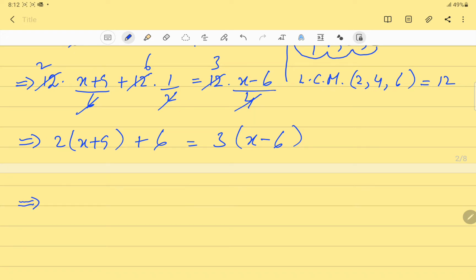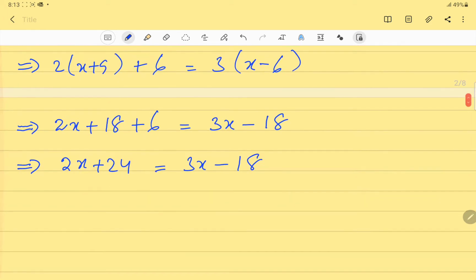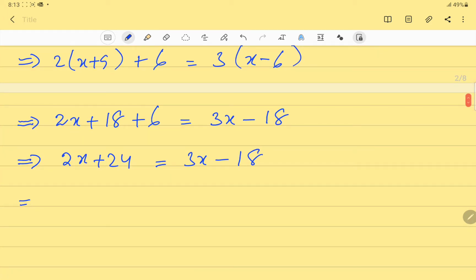We will multiply 2 with x plus 9. First 2 with x, so it will be 2x. 2 into 9 is 18. Then 3 into x is 3x, and 3 into minus 6 is minus 18. So we have 2x plus 24 is equal to 3x minus 18. We subtract 2x from both sides.